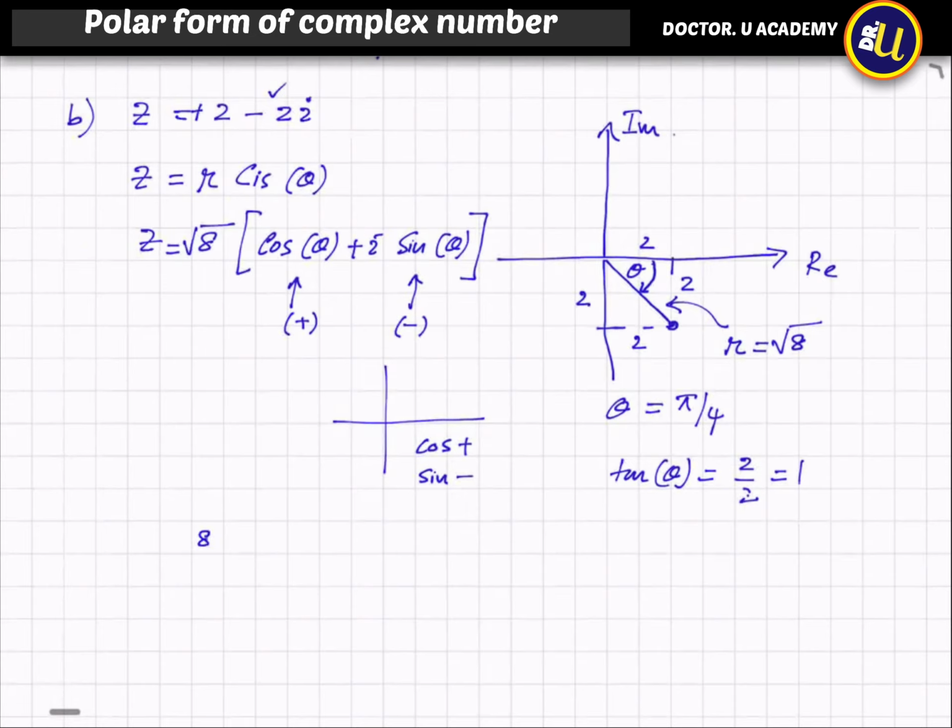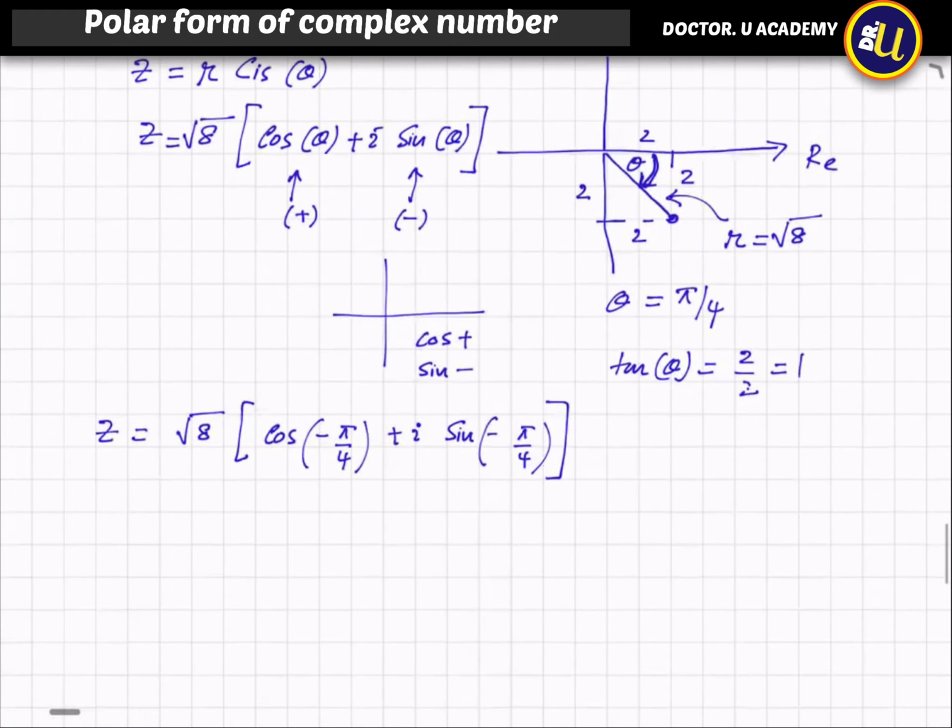So now let me construct it in this way. It should be in the fourth quadrant, right? So you can write cos, now you are going in the negative direction, so negative pi divided by 4, plus i sin negative pi divided by 4. Because you are going in the clockwise direction. When you are going in the clockwise direction, that means you are going to the negative side. So this is your z.